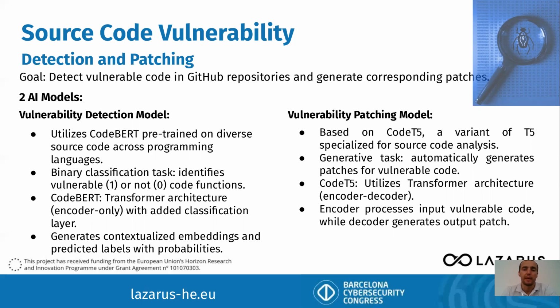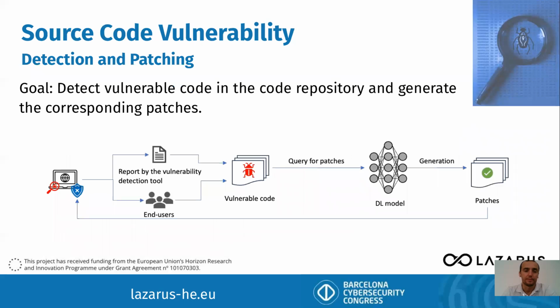Nevertheless, the generation of the patch itself is fully automatic, based on the AI and machine learning models that are part of the same bigger vulnerability detection and patching AI models. So this is the diagram, in general, of how the internal architecture of the code vulnerability detection and patching module works.